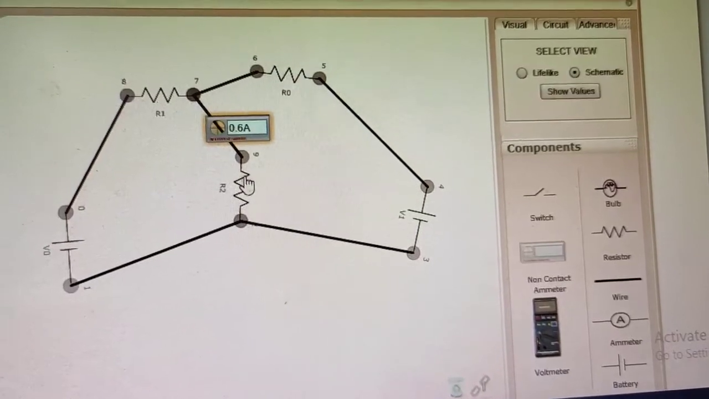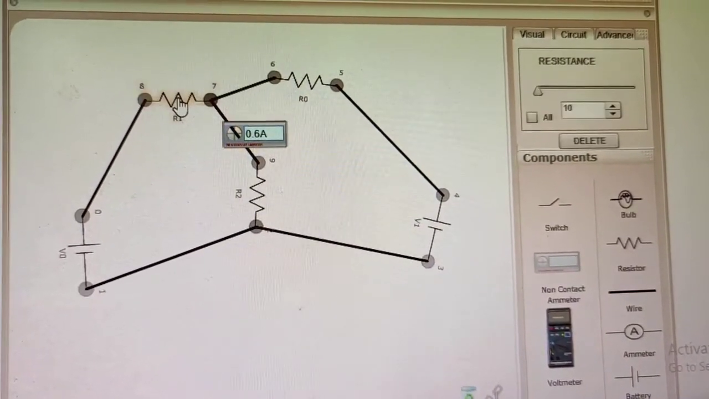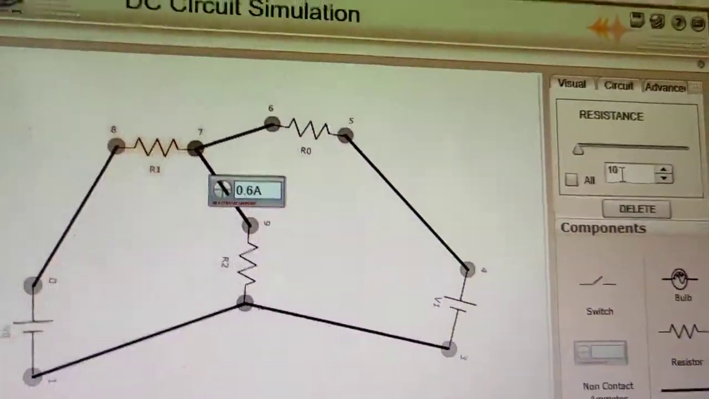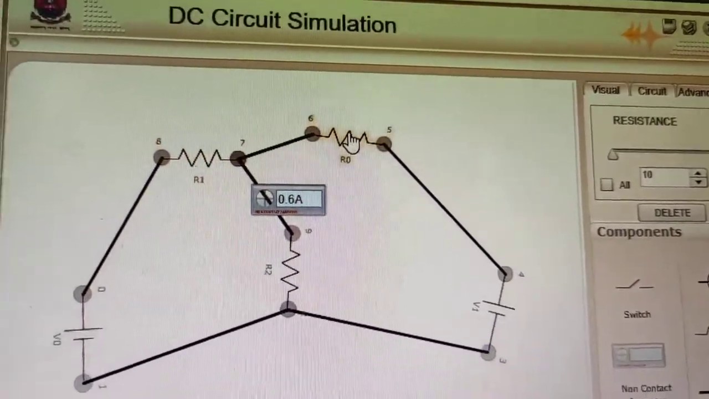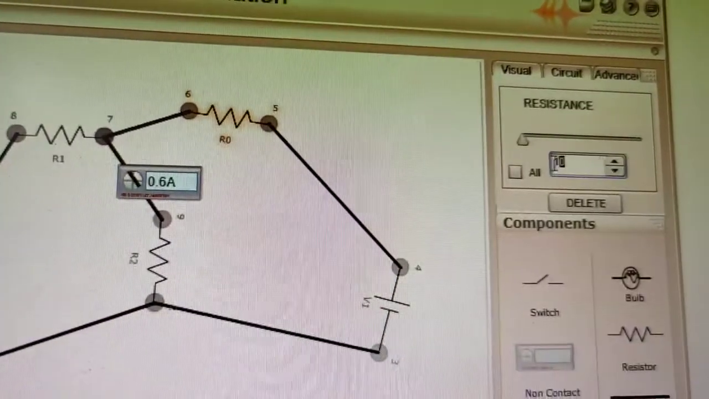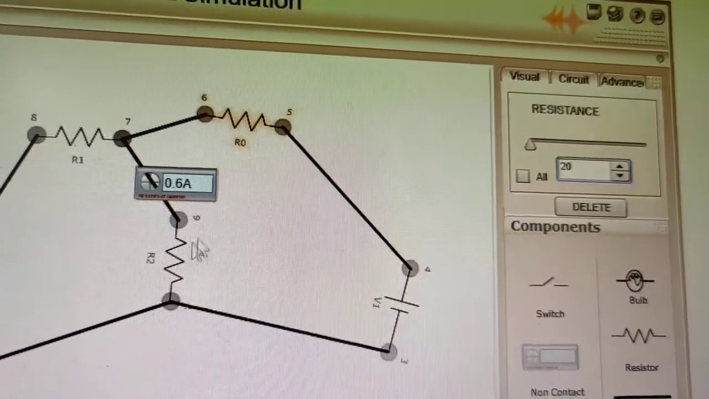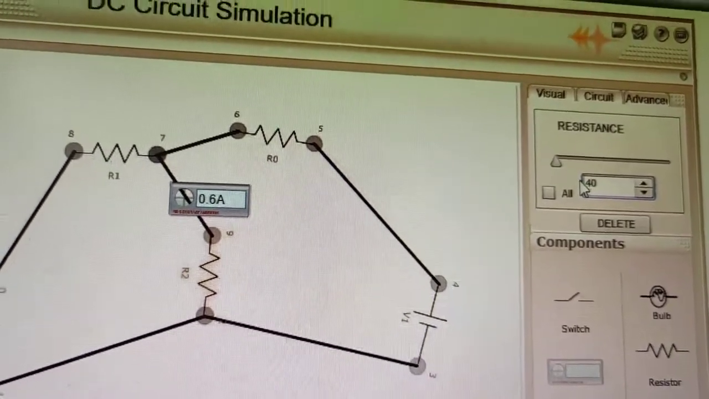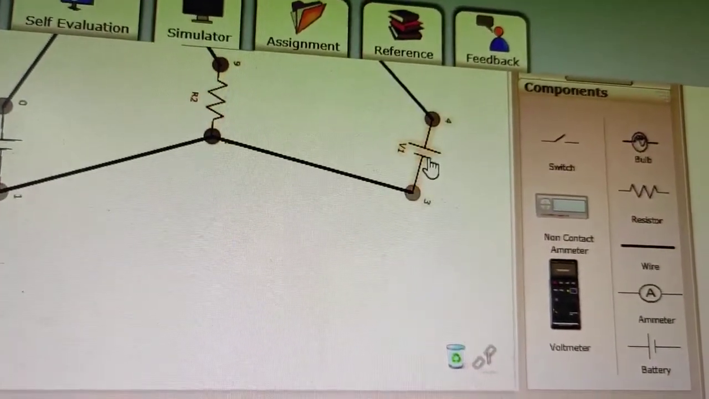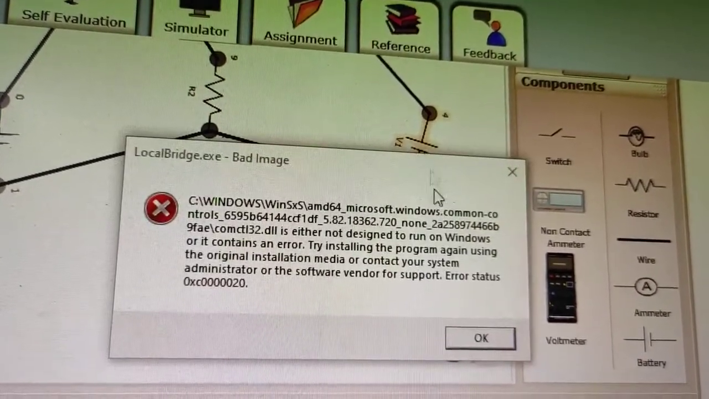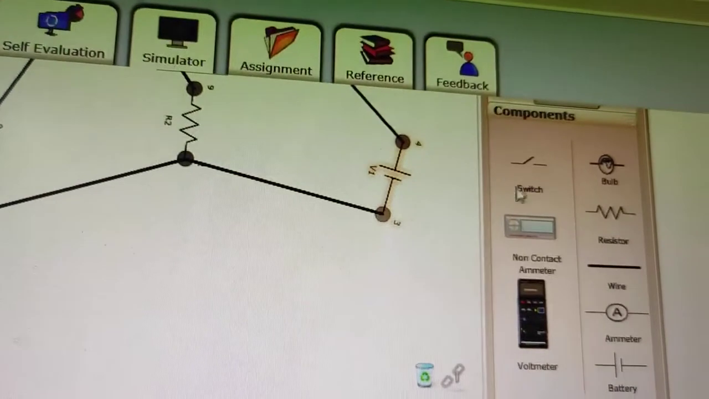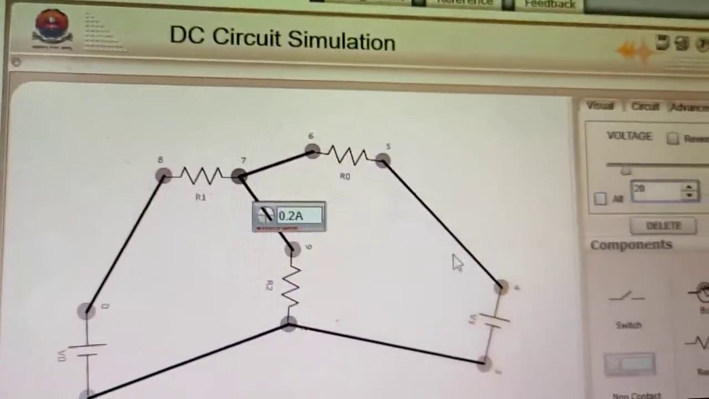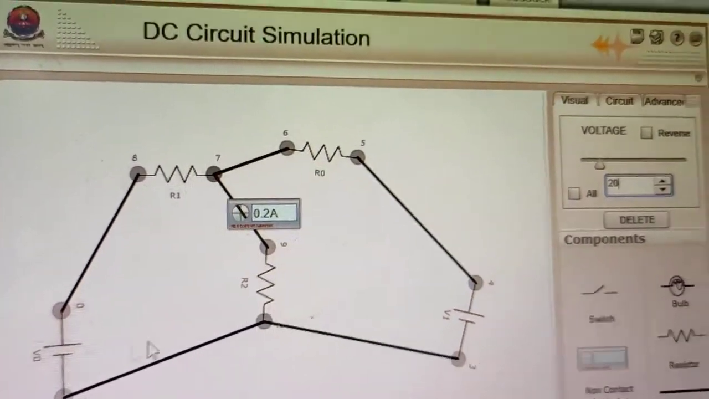Just put it here. Now you have to give the values of the resistors. This resistor is of 10 ohm. This resistor's value is 20 ohm. This resistor's value is 40 ohm. This supply is of 20 volt, and this supply is of 10 volt.